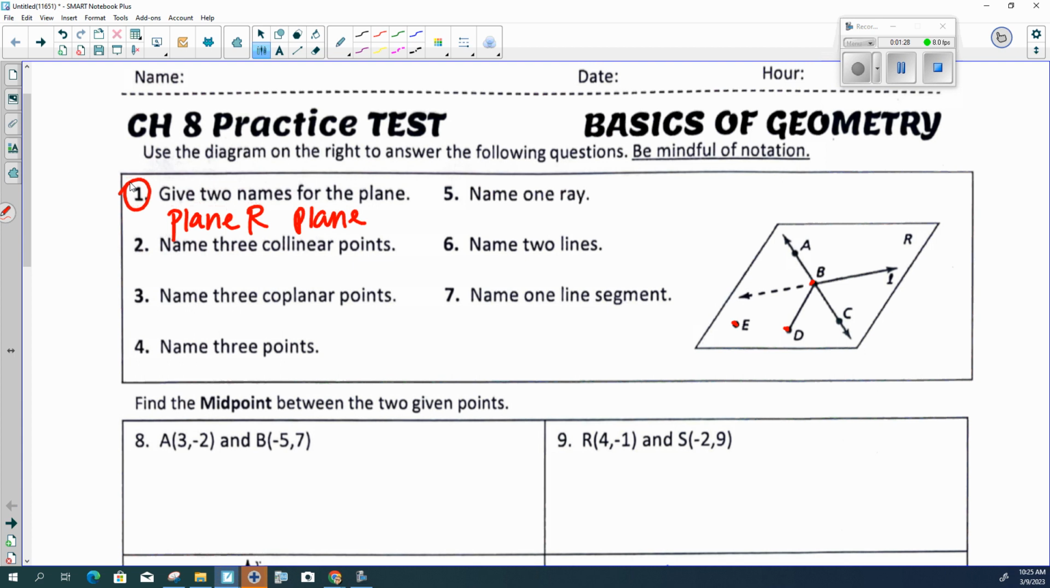All right, so name three collinear points. That means they're on the same line. So I'm noticing on this line here, I've got points A, B, and C.